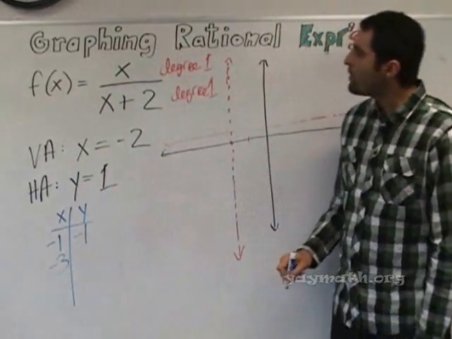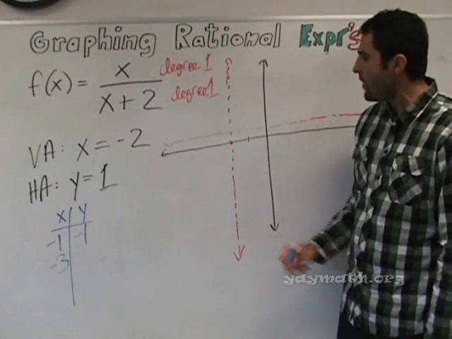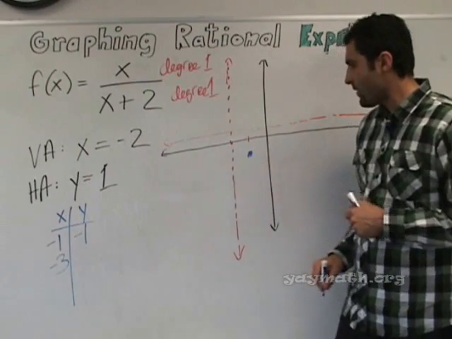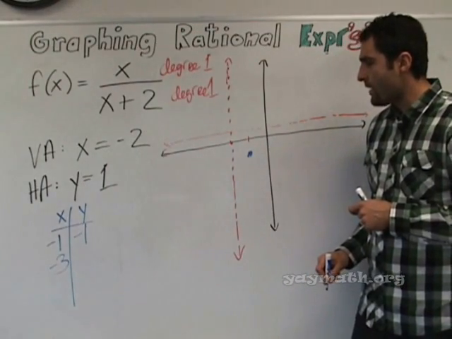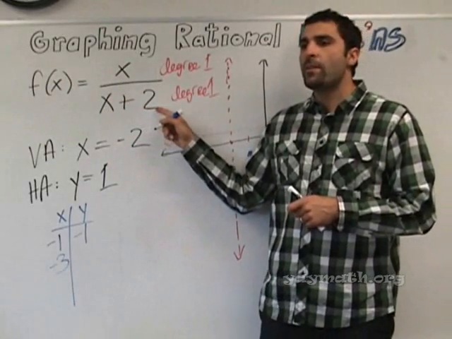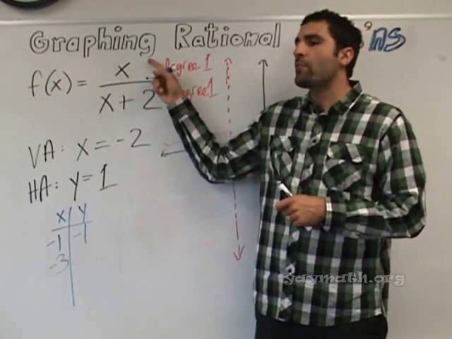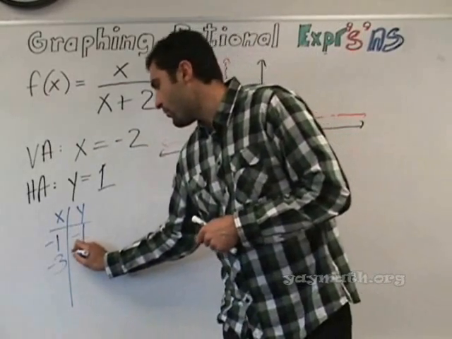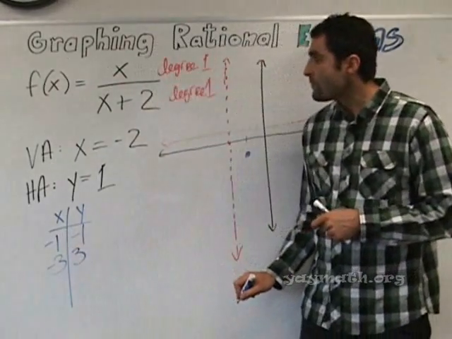Negative 1, negative, whoa. What happened? Oh no, that's good, that's fine. That was the last problem. Okay. So now negative 3. It would be negative 3 plus 2 on the bottom, which is negative 1. Negative 3 divided by negative 1. Negative 3? No, it's 3, because a negative divided by a negative is a positive.